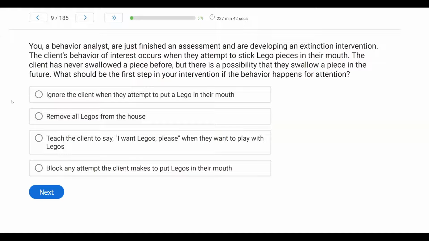You, a behavior analyst, have just finished an assessment and are developing an extinction intervention. Client's behavior of interest occurs when they attempt to stick Lego pieces in their mouth. Client has never swallowed a piece before, but there is a possibility that they swallow a piece in the future.